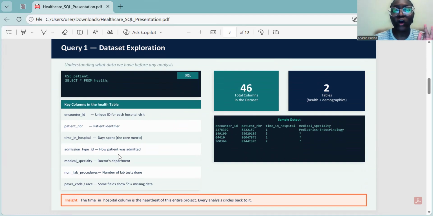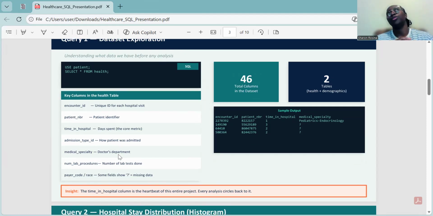Here, I highlighted the key columns that I used in my analysis. This is encounter ID, which is a unique ID for each hospital visit. Anytime a patient visits the hospital, visit 1, visit 2, visit 3, they're given an encounter ID. The patients themselves have a patient unique identifier.